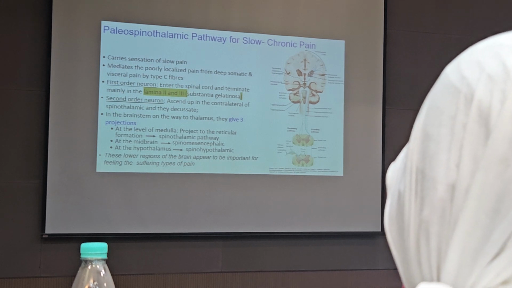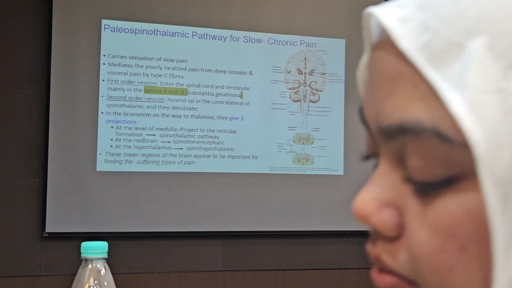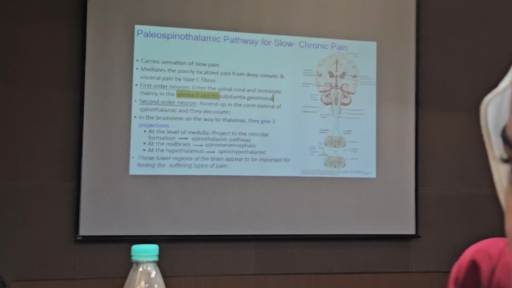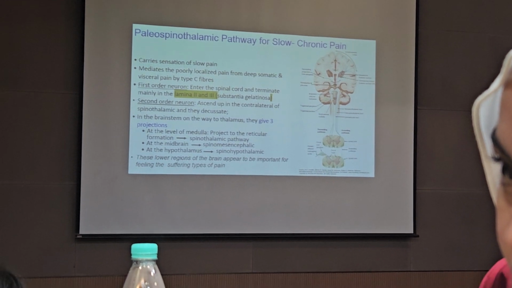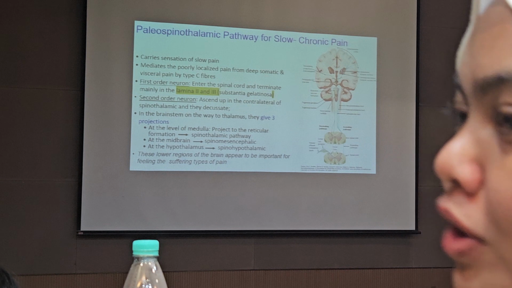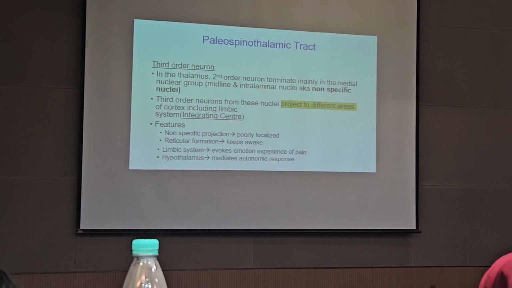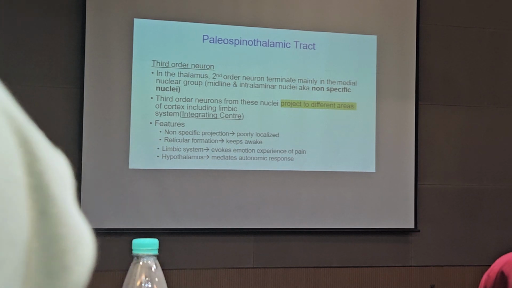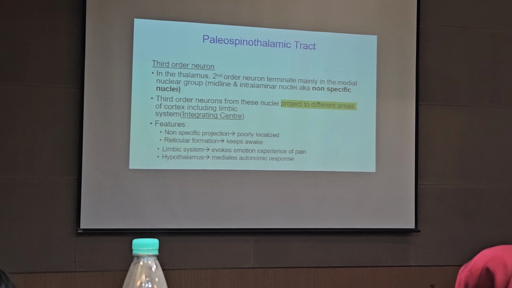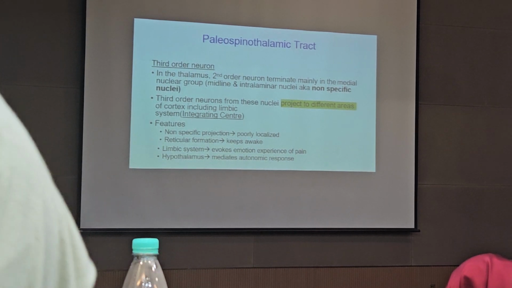So here is the paleo-spinothalamic tract for chronic pain. First order, second order. But it differs from the neo-spinothalamic tract in that it gives branches before entering the thalamus and the cerebral cortex. First they go to the reticular formation area, and then to the limbic system and the hypothalamus. Because of that, we stay awake whenever we have slow type of pain.